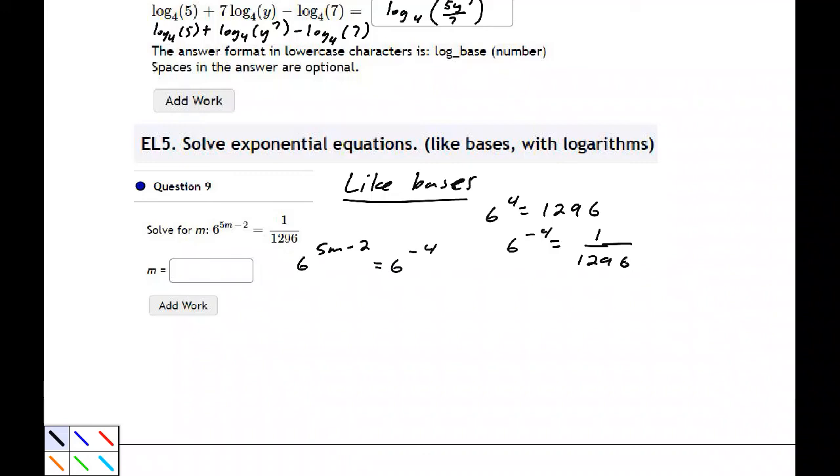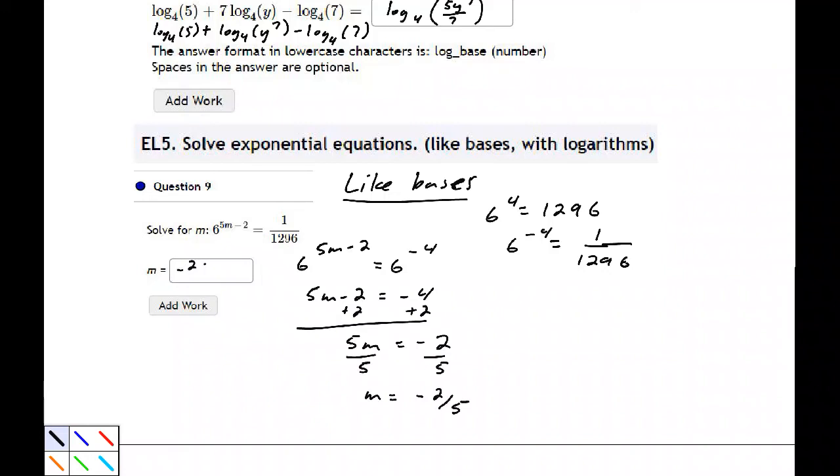Because we have the same base, we know that the exponents must be equal. So 5m minus 2 equals negative 4. Solve that by adding 2 to both sides. That means 5m equals negative 2. Negative 4 plus 2 is negative 2. And then dividing by 5 on both sides means that m equals negative 2/5. And so that is the answer that goes in my box. And of course, I now have a sufficient amount of work to add to that question.